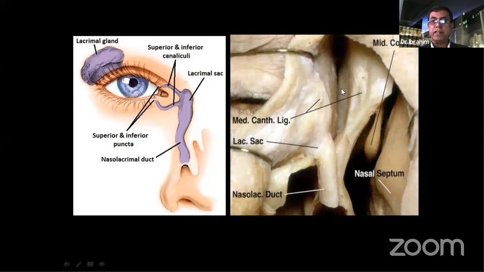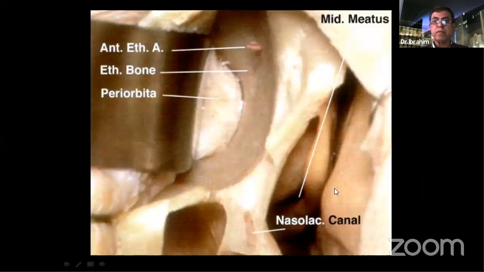And you have to understand that if you cut the medial canthal ligament, then you can go into the medial part of the orbit, and here is the nasolacrimal sac and duct. And here, if you do that, you will find the anterior ethmoidal artery. So all these structures will be faced during this surgery.